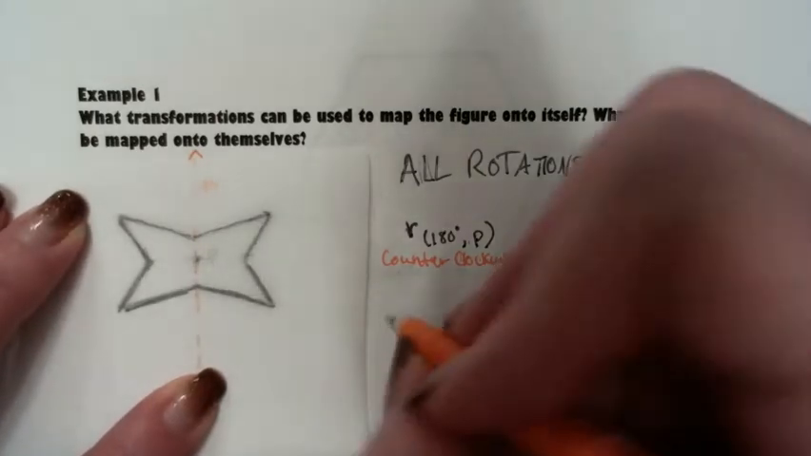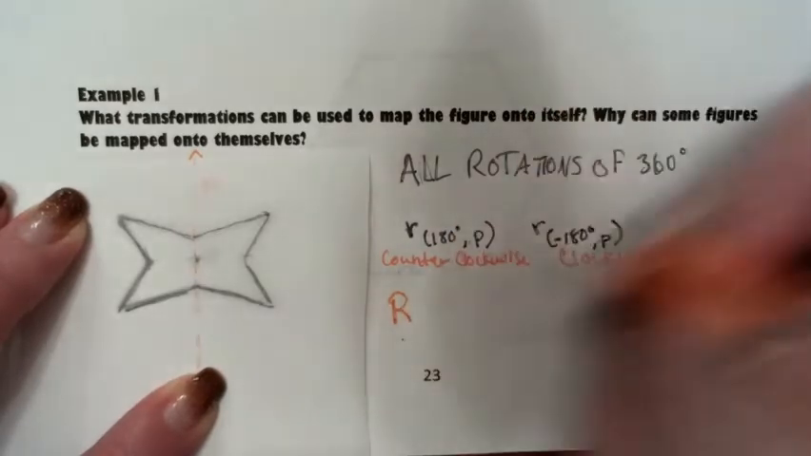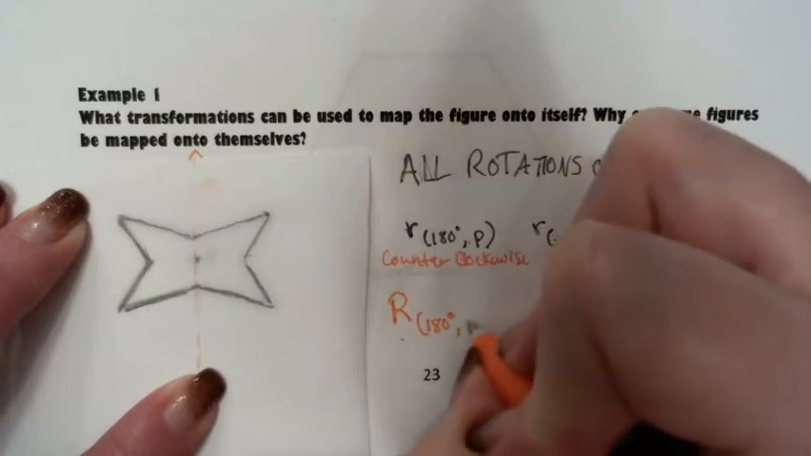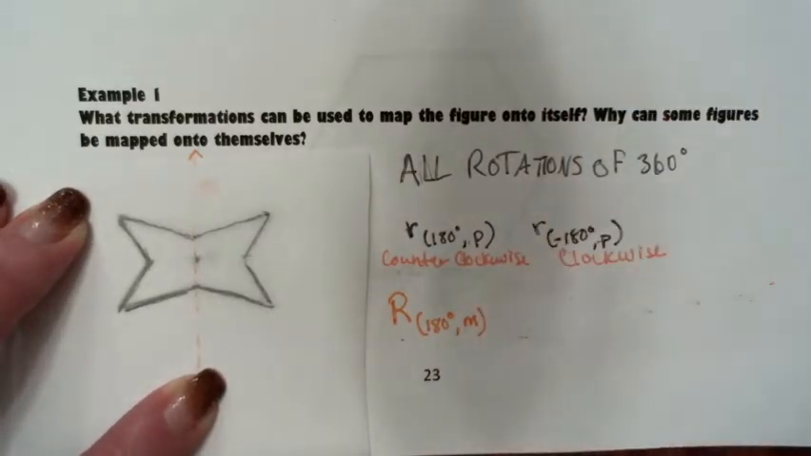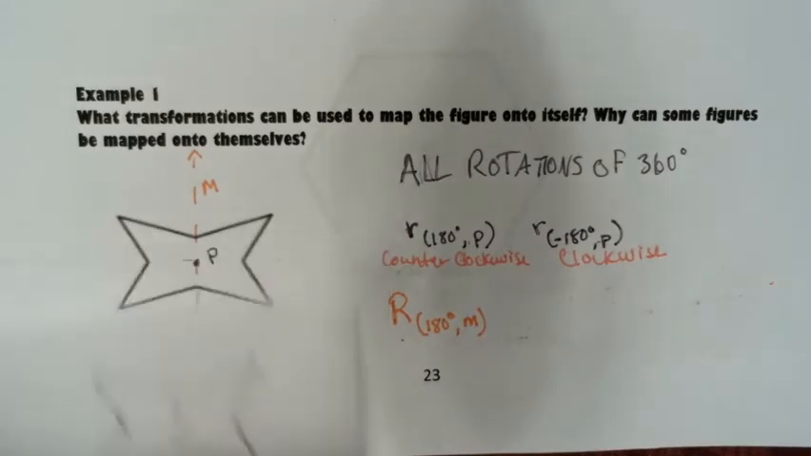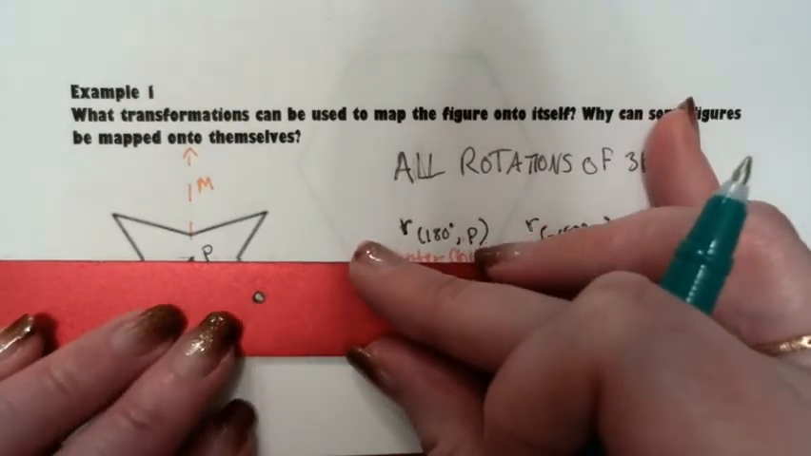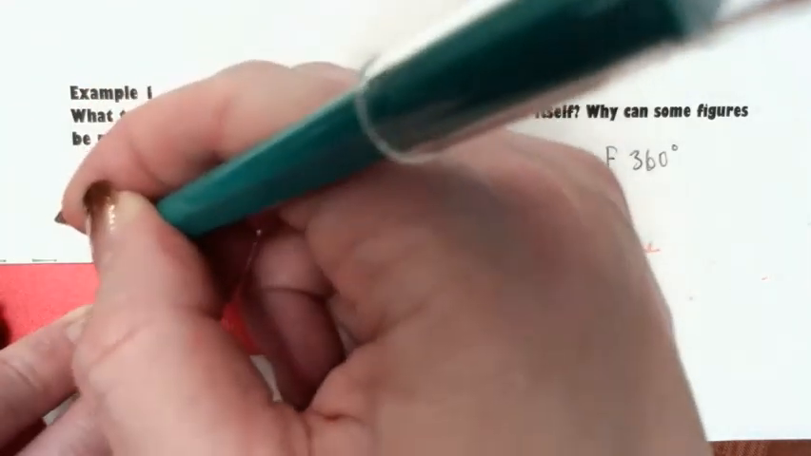So we have a capital R for reflection, 180 degrees about line M. There also exists a horizontal line through the middle of this shape.